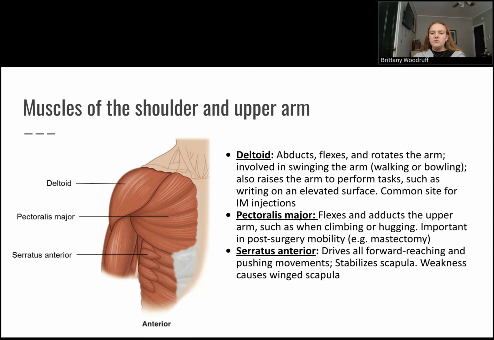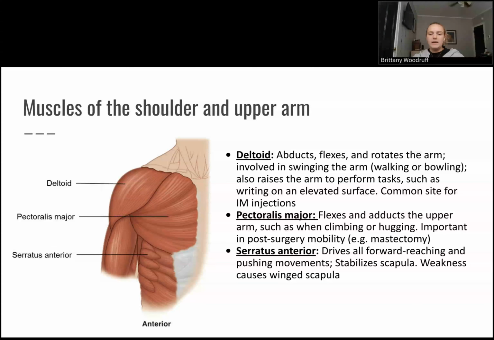Next, you have your pectoralis major. The pectoralis major is responsible for flexing and adducting, so adding the arm to your body. Okay, so flexing and then adducting. That makes sense. I feel like I'm doing a chicken dance. It's going to be particularly important to monitor during post-surgery mobility assessments. It can get damaged in something like a mastectomy. So that's why we want you guys to be familiar with the pectoralis major.